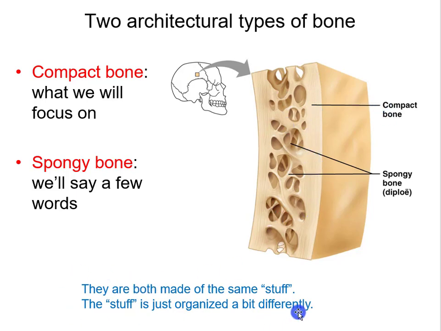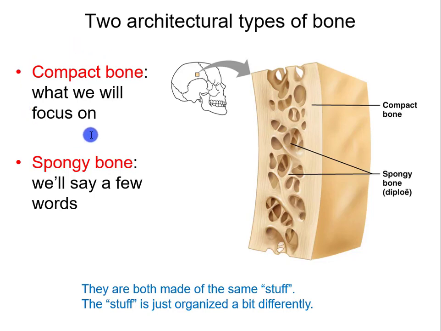So both of these, compact bone and spongy bone, are made of the same stuff. And we need to talk about what that stuff is. Certainly you already know that calcium will be involved. You also know that this is connective tissue, and so maybe there's some protein fibers involved and things like that. But again, these are both made of the same stuff, but they're just arranged differently. And because they're arranged differently, that's why I use this term. Architecturally, they're different types of bone.